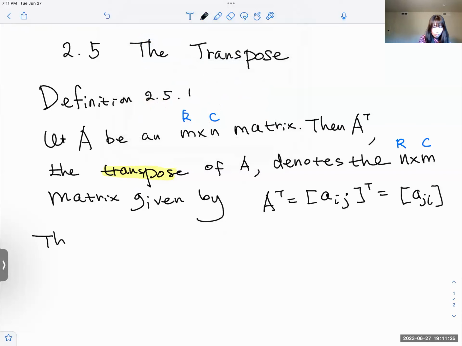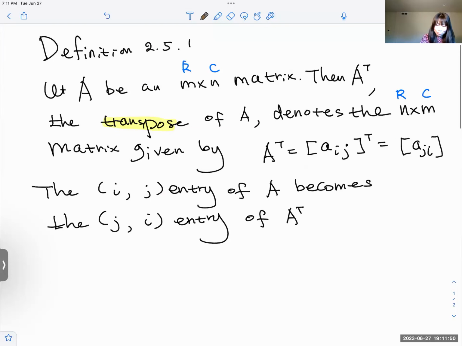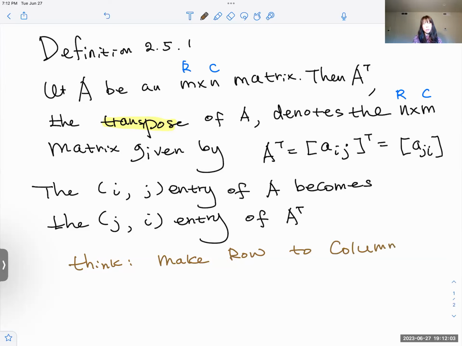The ij entry of A becomes the ji entry of transpose A, right? So think, make row to column. That's what the transpose does.